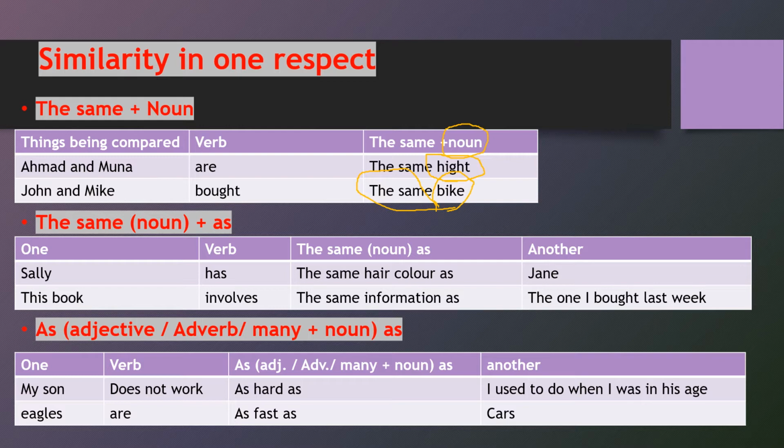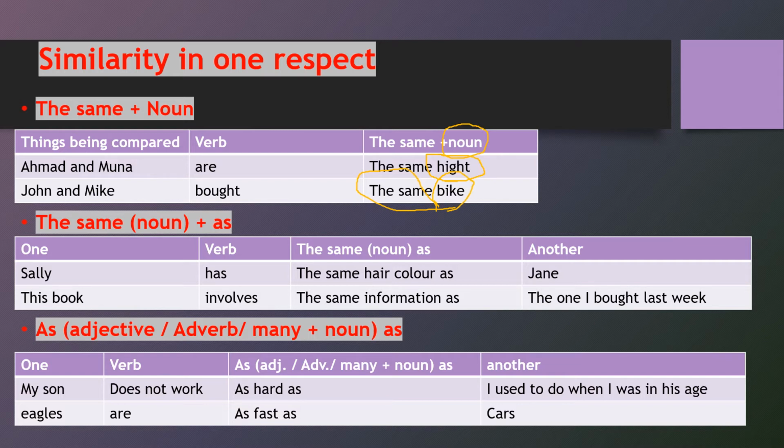Okay? And the next one is a comparison degree, or it's not a comparison, it's also comparing stuff. So the structure of the next one has "as", okay? Between the two "as"s, you can insert either an adjective, an adverb, or "many" plus a noun. For instance, my son does not work as hard as I used to do when I was at his age. Eagles are as fast as cars.